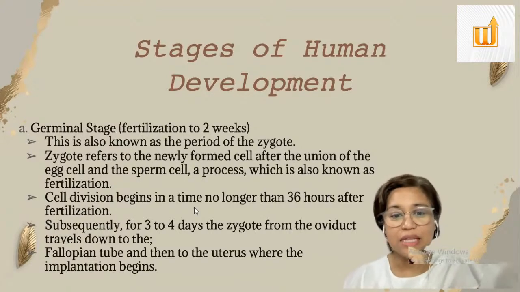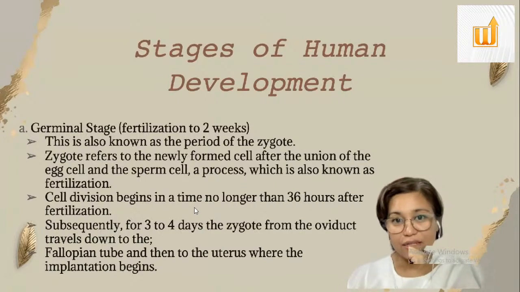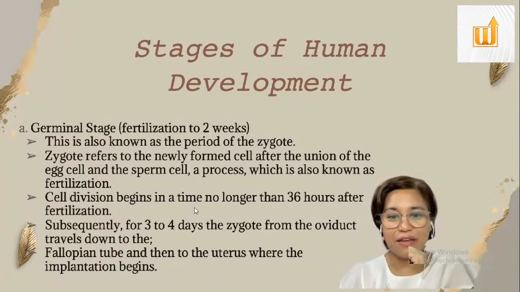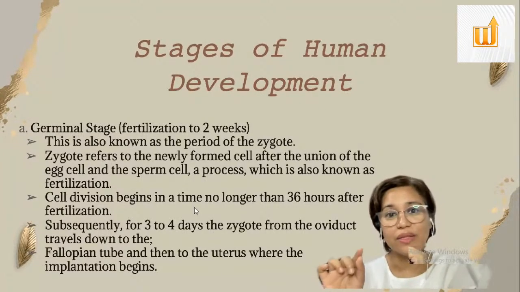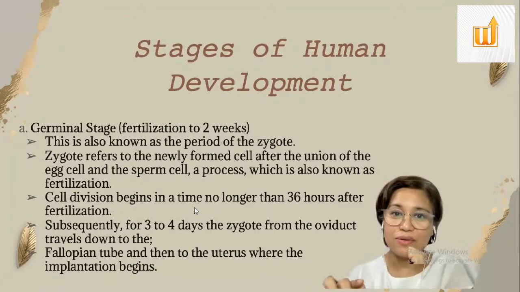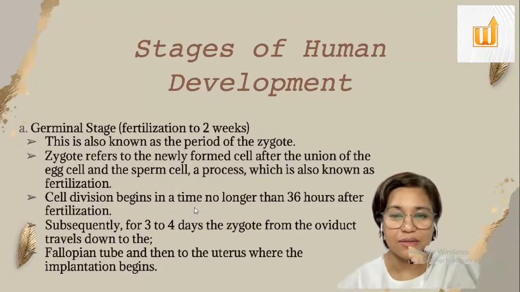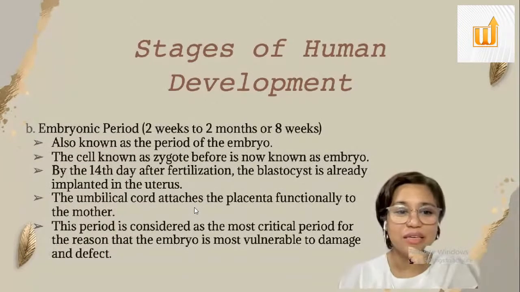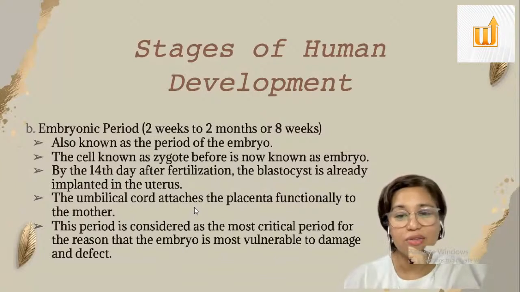And then subsequently, for 3 to 4 days, the zygote, from the oviduct will travel down to the fallopian tube and to the uterus, and then it will be implanted in the uterus. No? So yun na, may nagaganap na development doon. So you see that when the sperm cell, that one cell, reaches the egg cell, that's where life already began. Okay, and then we have the embryonic period, 2 weeks to 2 months, or 8 weeks.